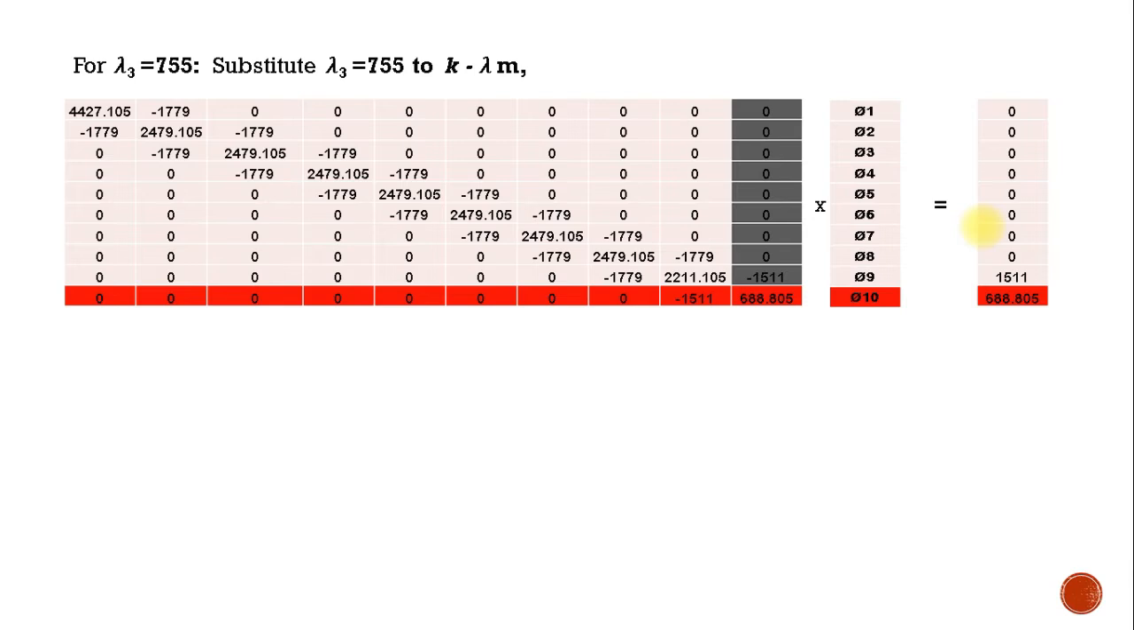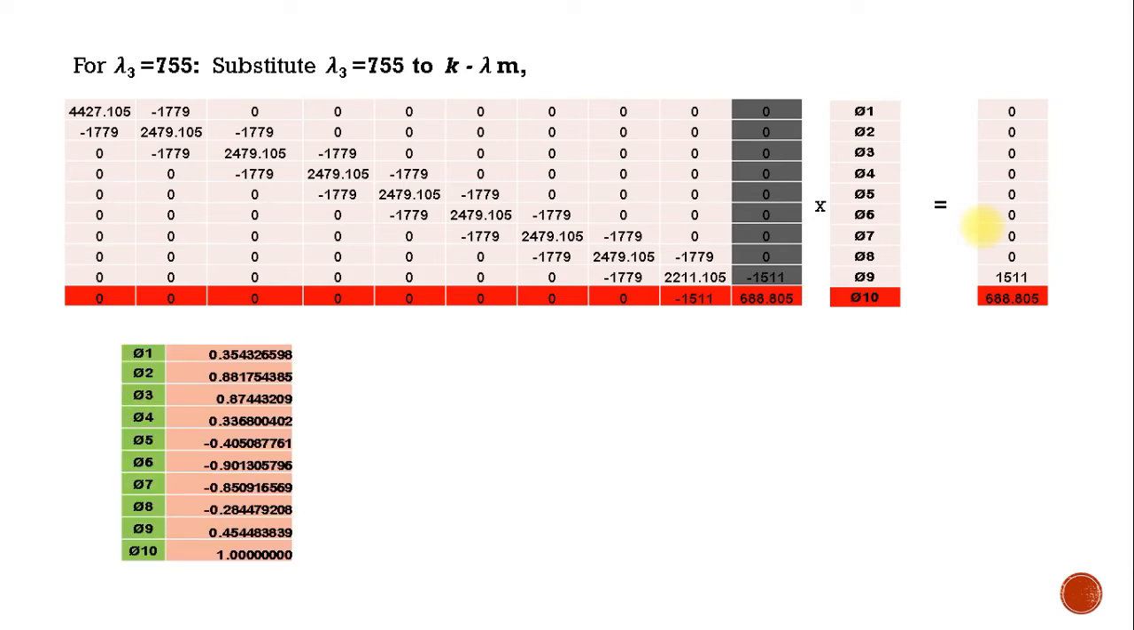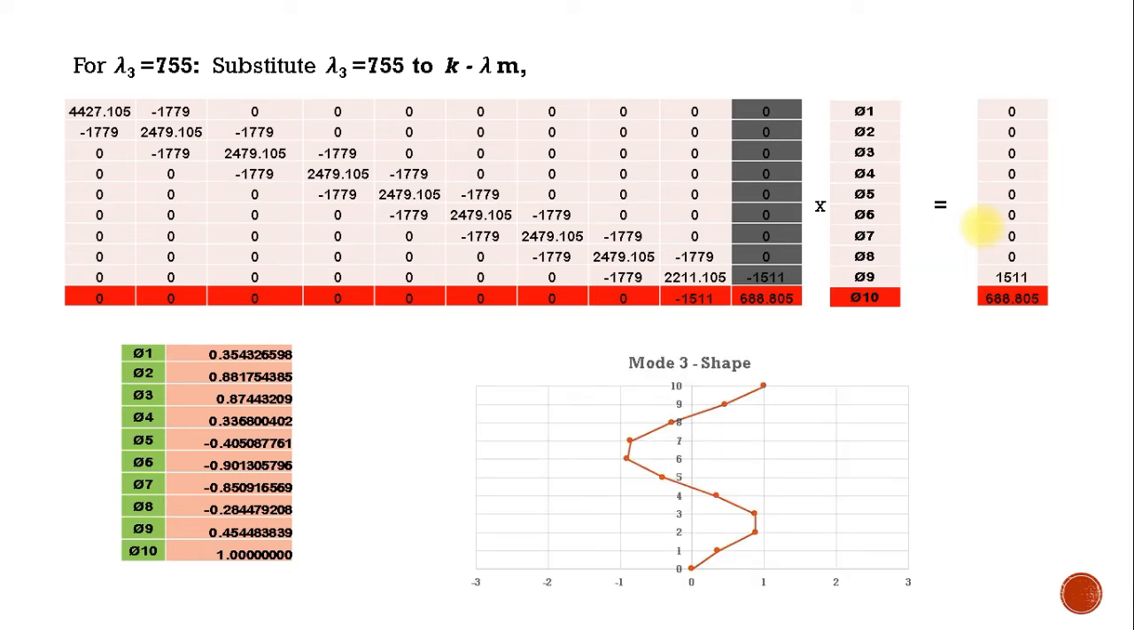For mode 3, the eigenvalue is 755, so we substitute it. The same calculation gives these values for the eigenvectors. Speaking of the shape, this is our shape for mode 3. That will be the graph of our eigenvectors. We are going to put it into a graph. It satisfies the shape, since we have 3 intersections with our y-axis. So, that is mode 3.